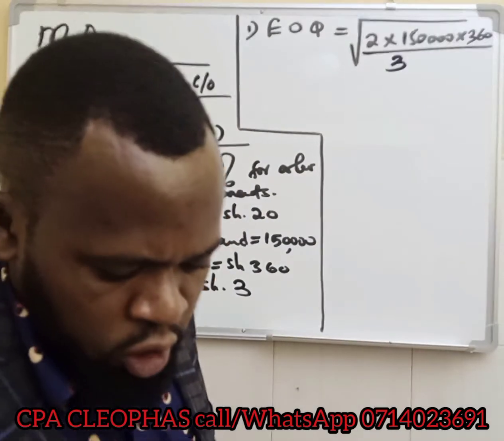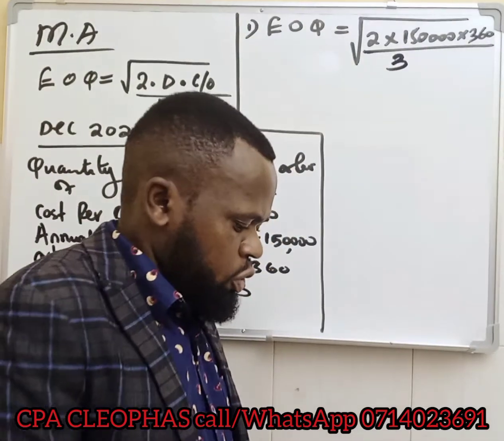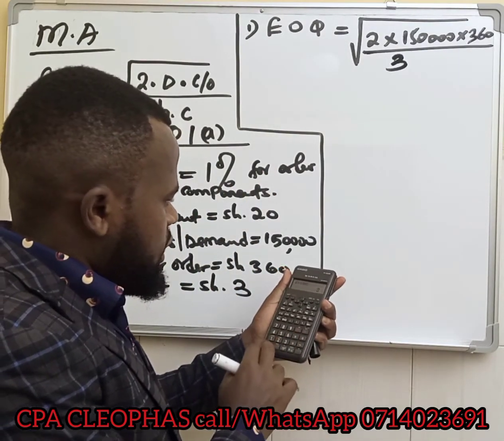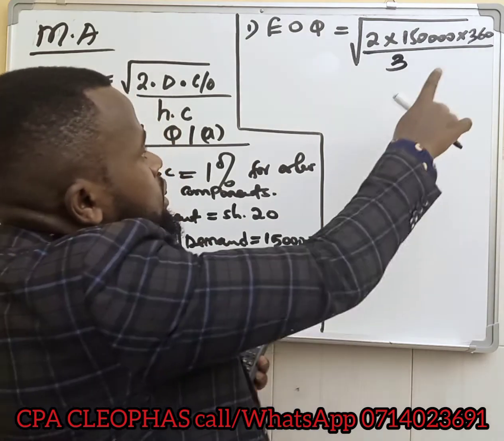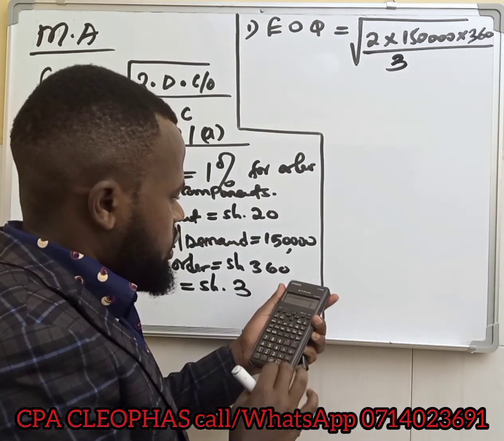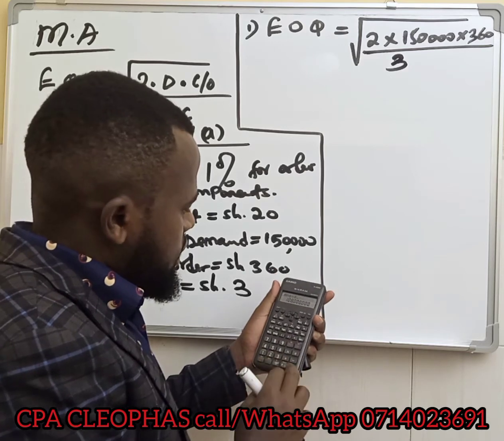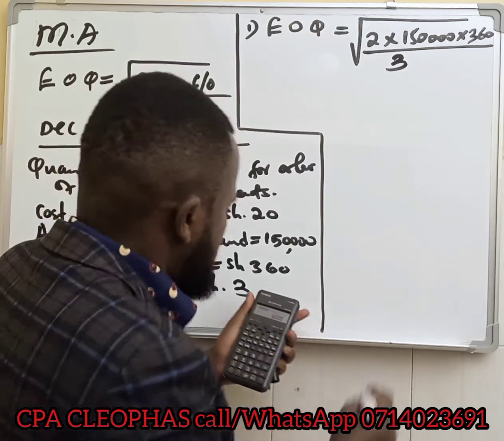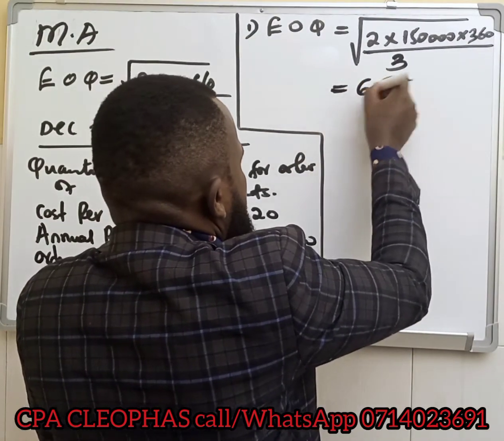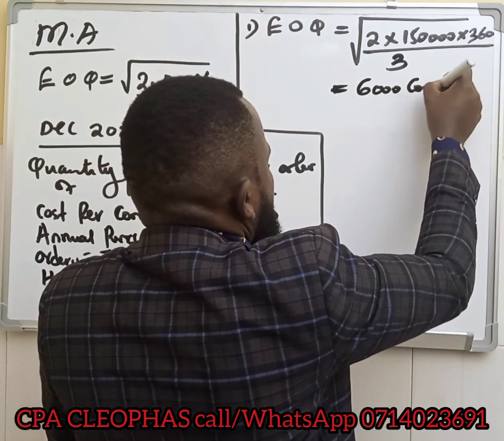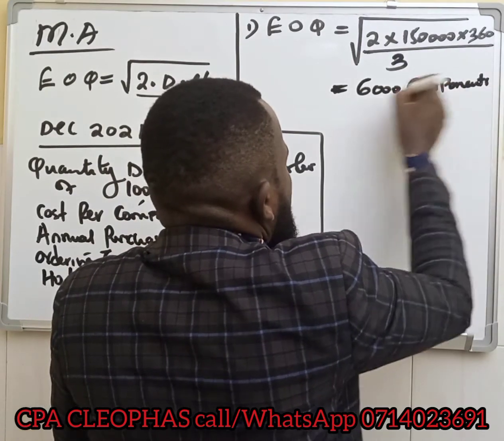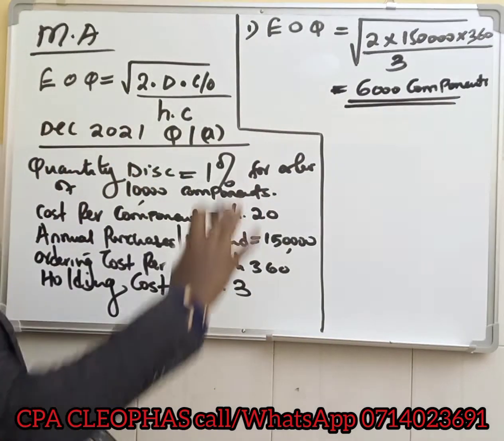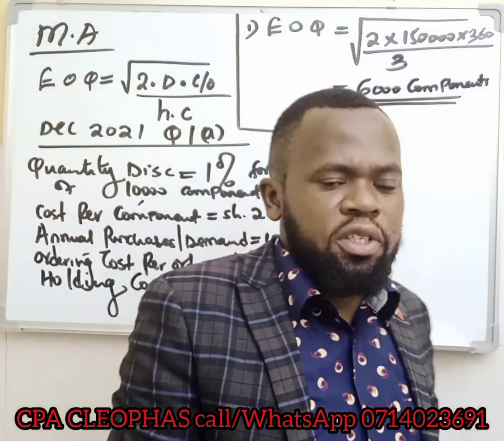That's how you get your Q. So I have my calculator with me. I'll have 2 times 150,000 times 360, and whatever I get, I shall divide by 3. That's 36 million. The square root of the answer is 6,000. So these are 6,000 components. That is the EOQ, the optimal quantity to purchase whenever we are making an order, to minimize the total costs.